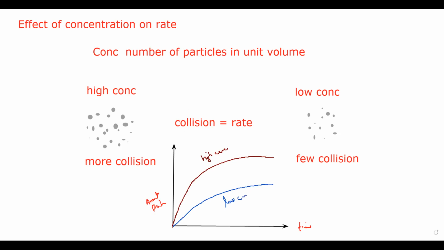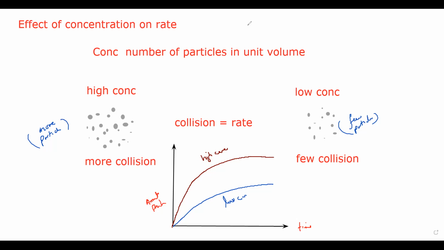Why is the amount of product different? Why does high concentration give more product than low concentration? Because high concentration has more particles. If there are more particles of reactant, there will be more product. Low concentration has few particles, so there will be less product. And why is the reaction faster, or much steeper, in high concentration? Because when the concentration is high, the particles collide often as compared to low concentration.